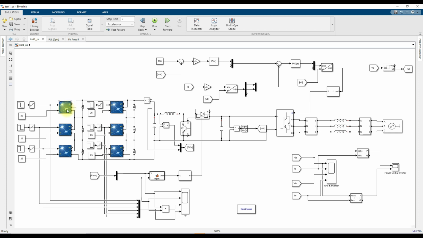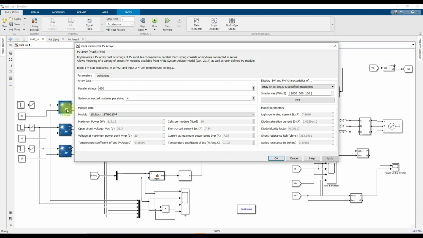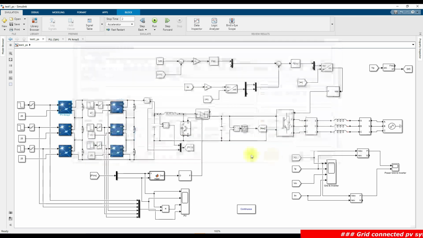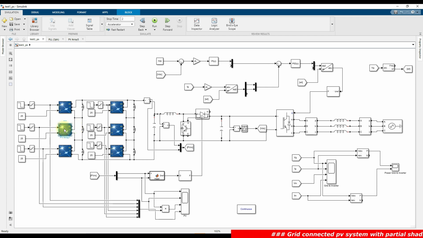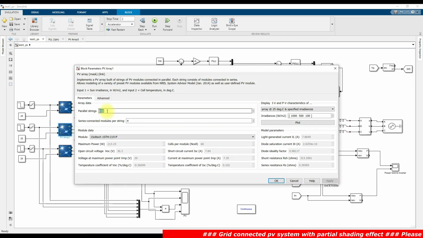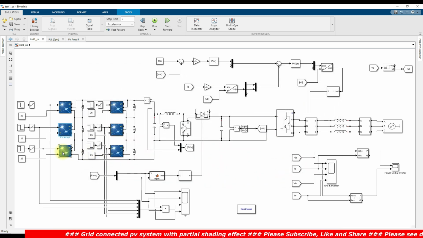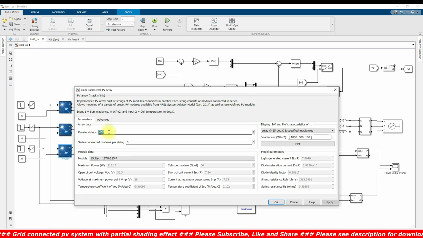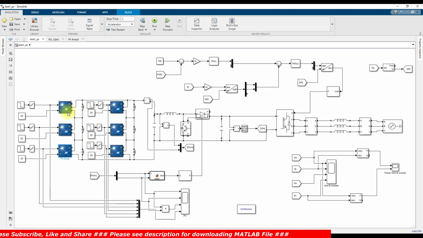Each group of array, that means the first group, has 650 parallel strings and four series connected modules, and the second group has 650 parallel strings and four series connected modules. Then the third group has 650 parallel strings and three series connected modules. So totally you can see here.